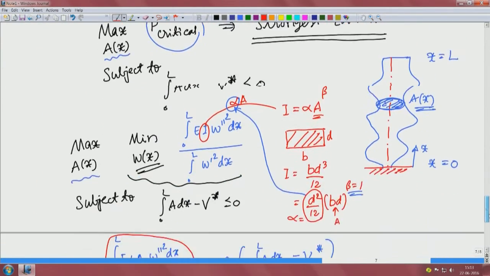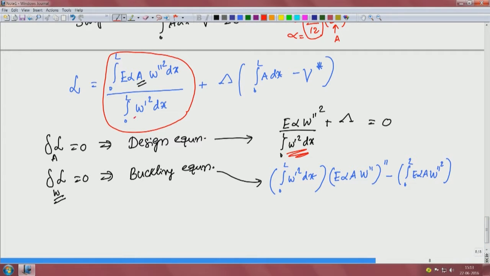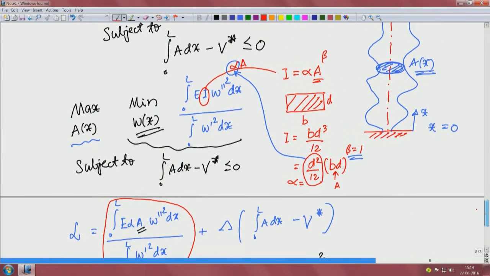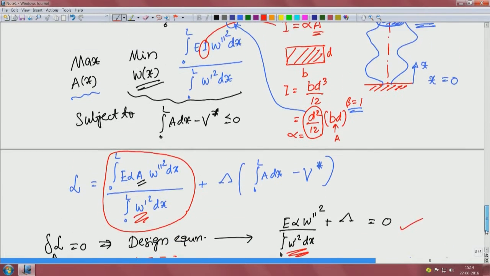Otherwise, what is happening is that there is no A in the denominator, and these other things are missing. So, we redo the Rayleigh quotient. When we put the problem like this, we get the design equation, and then the buckling equation, and then the complementarity condition that lambda times this constraint, integral of A dx minus V star, equal to 0, and lambda greater than or equal to 0. This one will have to be redone, and I suggest that you do all this after rederiving the Rayleigh quotient, assuming that I, the second moment of area, actually varies with x. Then we will get this Rayleigh quotient properly, and then we can do what we intend to do.